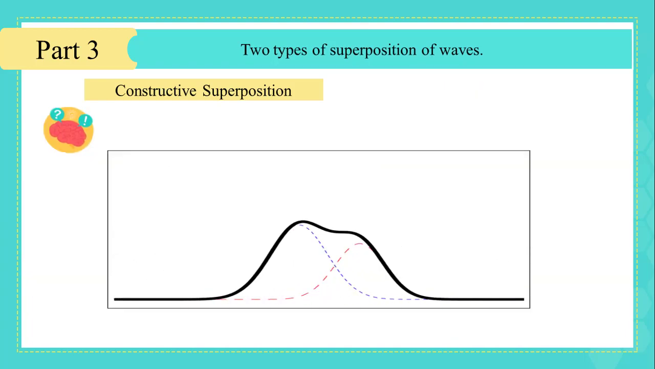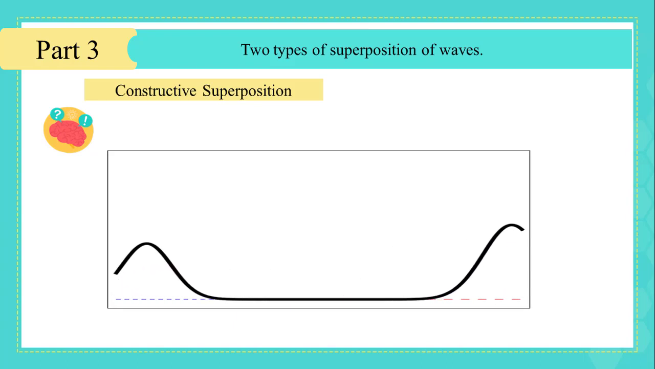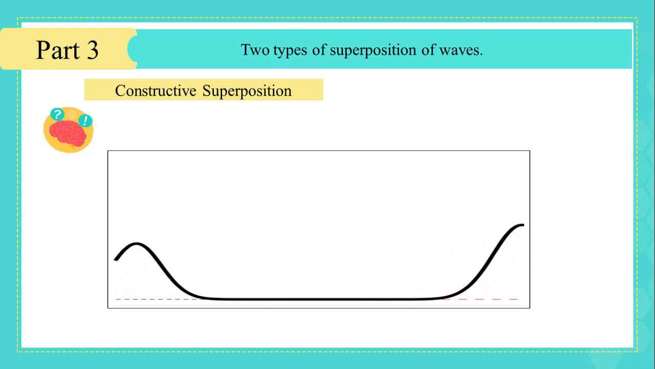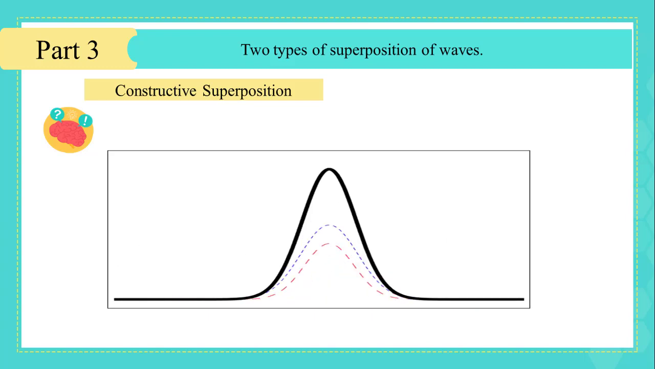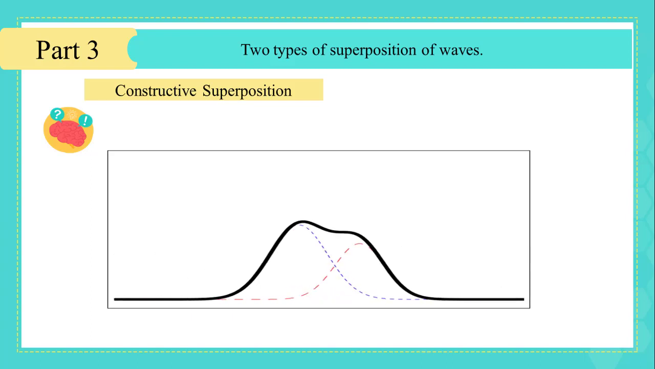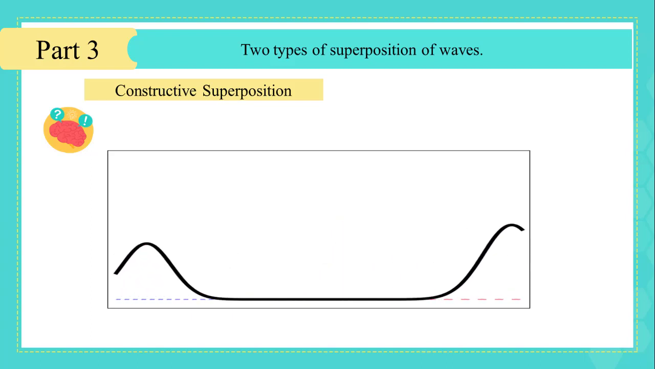This diagram shows a constructive superposition of two crests of two signals, red and blue, moving towards each other. At the instant of overlapping, the amplitude of the produced signal in black is equal to the sum of the amplitudes of the two signals. After superposition, each signal moves with its original amplitude.